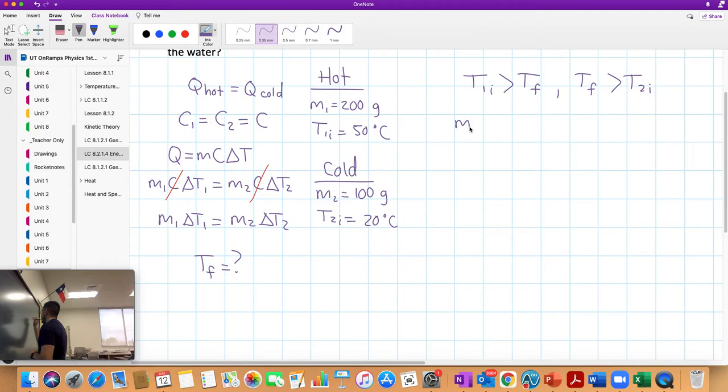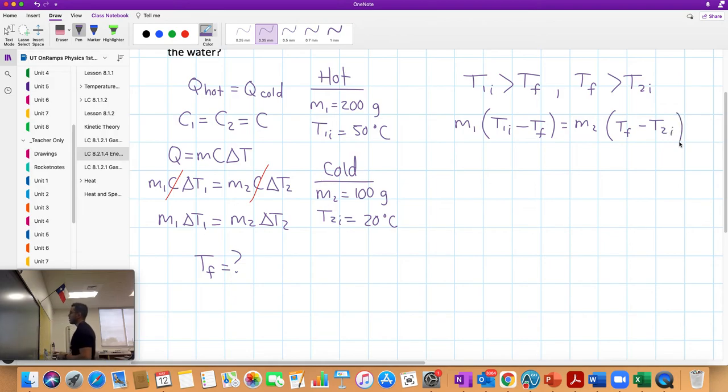Mass 1 times, now for the change in temperature for the hot setup, since the initial temperature, which is 50 degrees, will be higher than the final temperature, we'll write temperature 1 initial minus temperature final equals mass 2, and then we'll do the opposite for this one: temperature final, which will be higher for this one, minus temperature 2 initial. And then we just do a very simple version of FOIL, right? So multiply the mass times both temperatures on both sides.